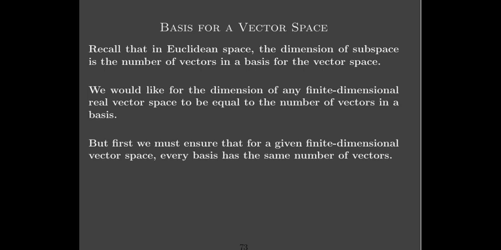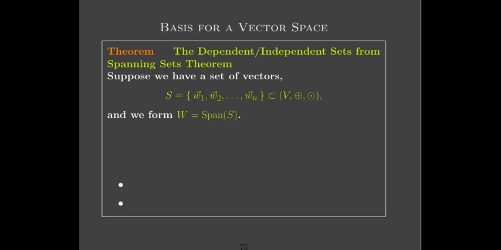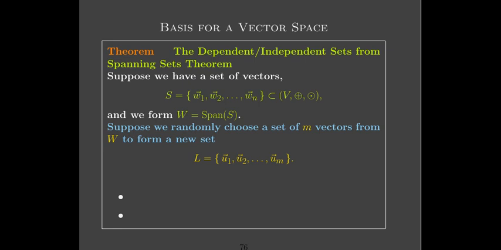And so in Euclidean space, what was the dimension? It was the number of vectors in the basis. And for finite dimensional vectors, that's the same thing. But in order to say that, we have to know for sure that every basis has the same number of vectors. And the tool that we used in Euclidean space is available for general real vector spaces, which is our dependent or independent sets from spanning sets theorem.